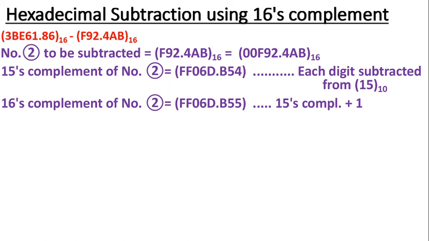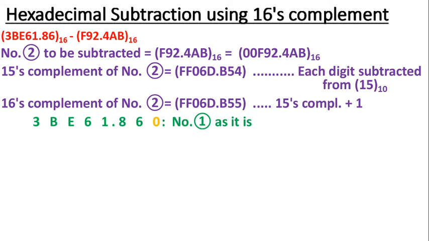Now once we get the 16's complement of number 2, in the complement operation for the subtraction, this complement value is to be added to the first number. Complements are meant for addition only. It means that here the first number, 3BE61.860, number 1, is written as it is.